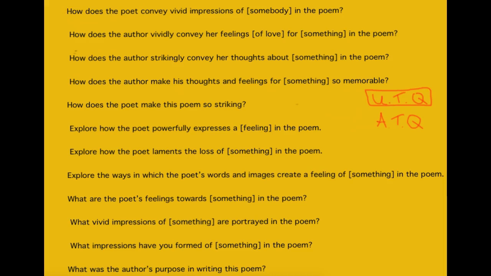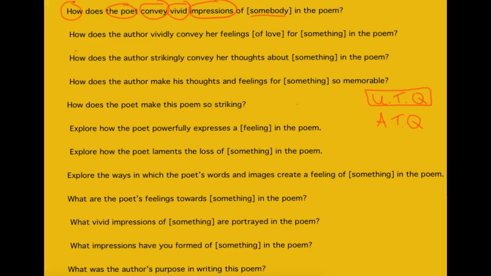Now, if you're in the exam and you saw this, the first thing that I would like you to do in order to understand the question is to pick out the key words. So I'd say, how is a key word. Does the poet is a key word. Convey is a key word. Vivid is a key word. Impressions is a key word, and then of somebody in the poem. So obviously you're identifying who it is that the examiner wants you to think about. But the key words there are how, the poet, convey, vivid and impressions.